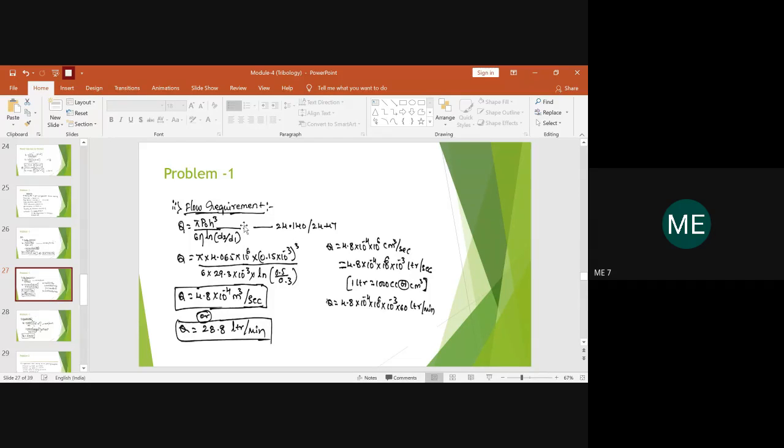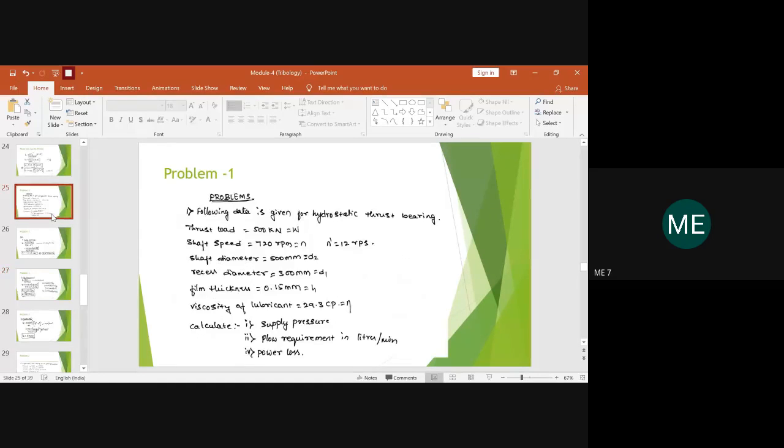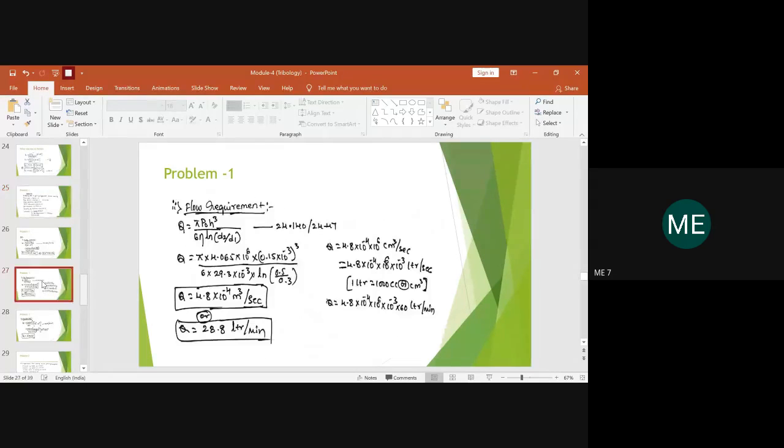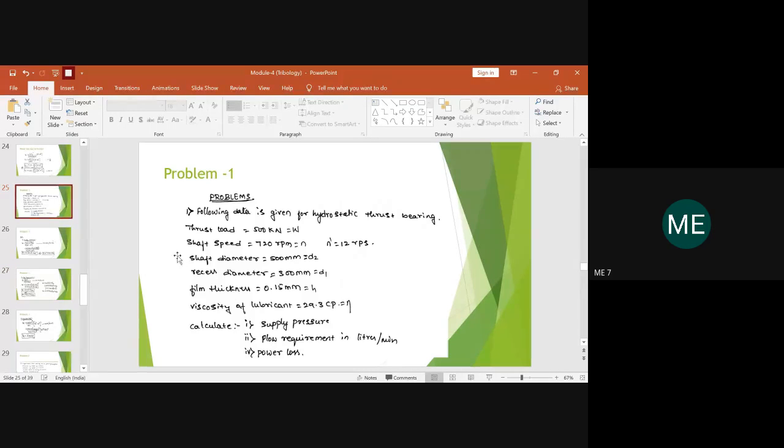It is not only h, it is h cube divided by 6 into the viscosity of the lubricant. It is given in centipoise. You have to convert that into Pascal second, 29.3 centipoise. So kindly convert that. It will be 29.3 into 10 raised to minus 3. And then log of d2 by d1. The d2 value is given here.